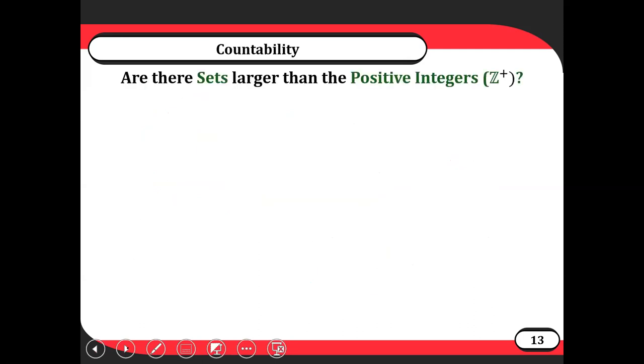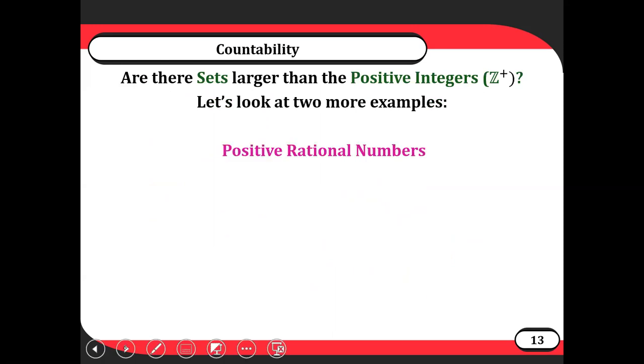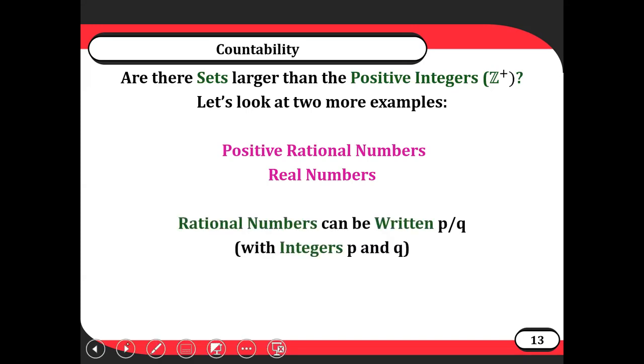So are there sets larger than the positive integers? We'll look at two more examples. We're going to look at the positive rational numbers, and then we're going to look at the real numbers. And of course, I believe I've given away the game. Are there sets larger than the positive integers? Yes. I talked about the real numbers, and we're going to look at them. But first, we're going to look at the rational numbers.